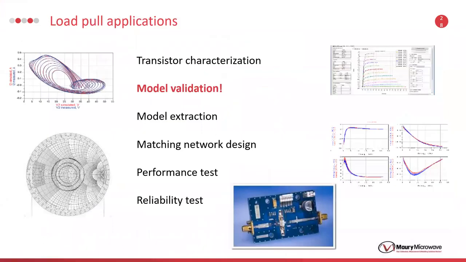So load pull applications, we have different types of applications. Not everybody is starting from a model. So some people will just buy a device, you know, a packaged device, and they will do their load pull, right? So it's a transistor characterization. They have an application, they want to have this transistor used, like in this evaluation board, and we would like to characterize it for a certain class of operation to get the maximum power, maximum efficiency, or the best combination of both. And this is, I would say, the majority of the cases where people are doing load pull for power amplifier design.